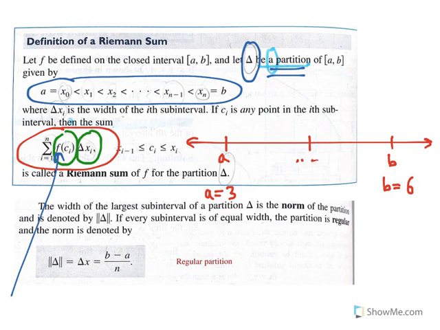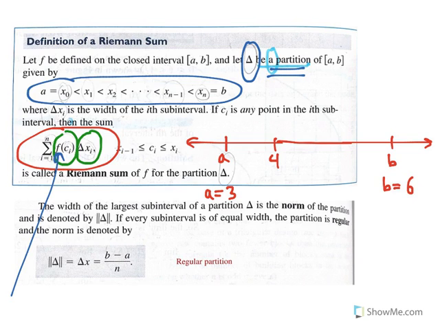Or I could have two subintervals and they could be different widths. Maybe one subinterval is from 3 to 4, and another subinterval is from 4 to 6. So now one of my subintervals is wider than the other. So you can have a partition any way you please with any number of subintervals. They could be different widths, they could be the same width.